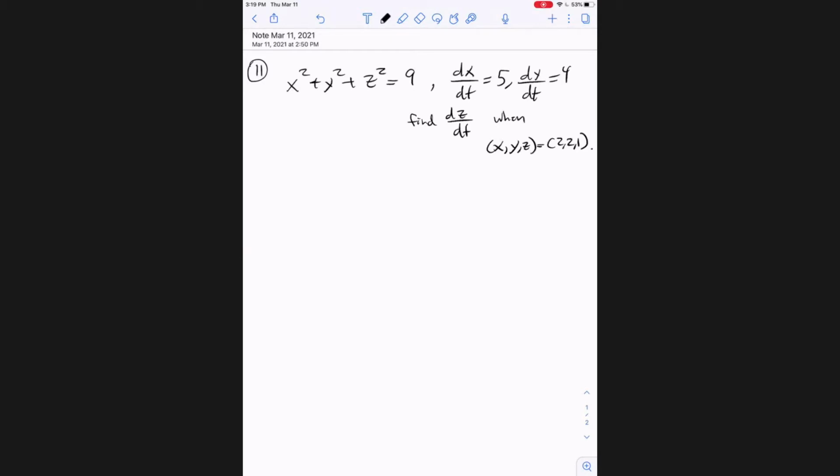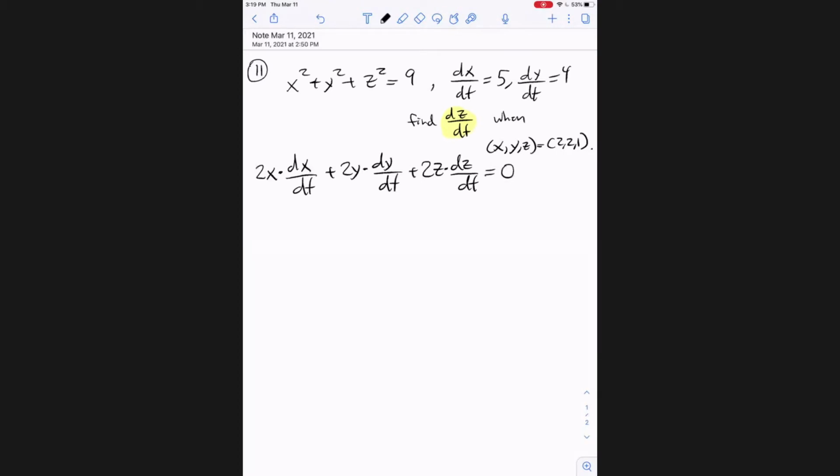So for this you take the derivative. Since they ask us to find dz over dt, that means you're taking the derivative with respect to t. So what's the derivative of x squared? It's 2x times dx over dt. Plus, the derivative of y squared is 2y times dy over dt. The derivative of z squared is 2z times dz over dt. What's the derivative of 9 with respect to t? 0.